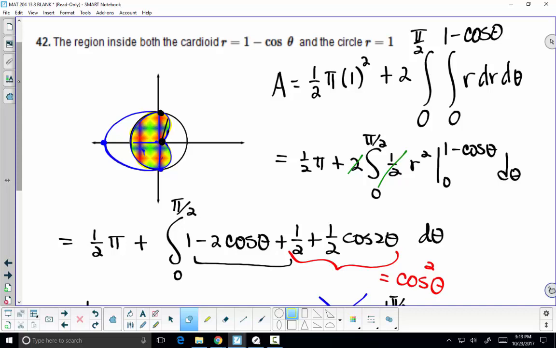All right, should we stop? Yes, please. It's pi o'clock. 5 o'clock. You know what happens at 5 o'clock?